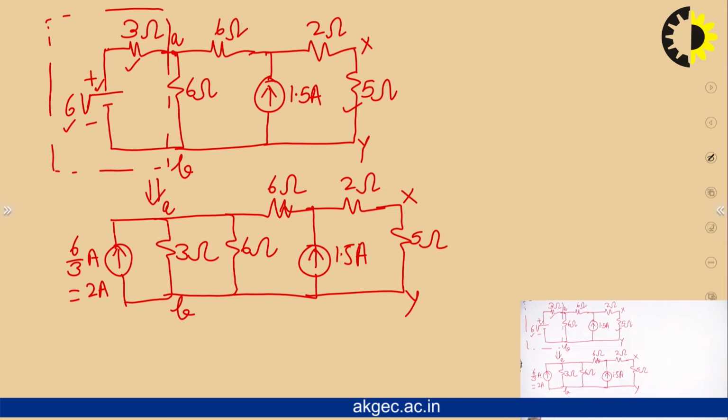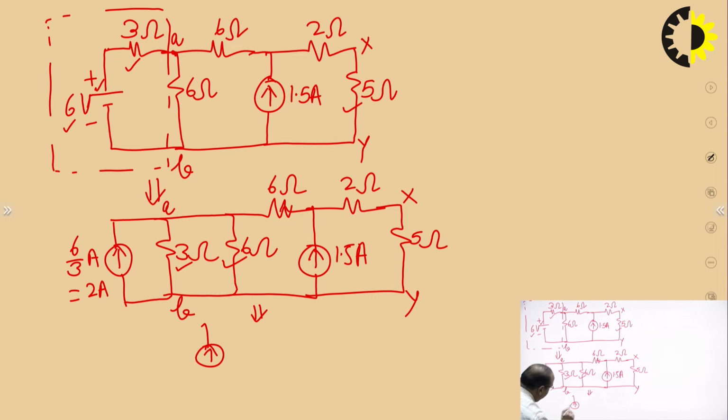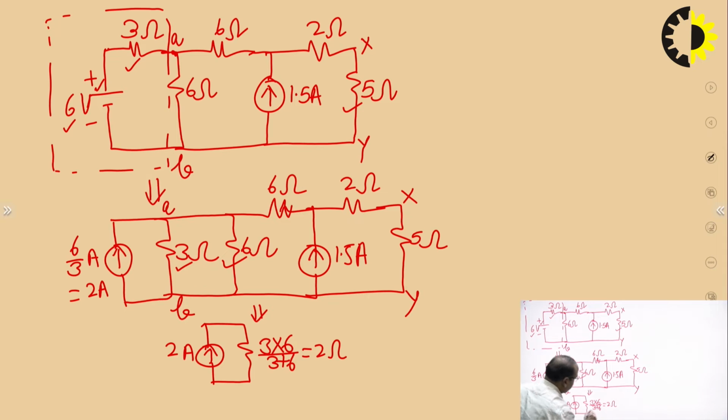Now, if we see the circuit carefully, this 3 ohm resistance and 6 ohm resistance, they are in parallel across the terminals A and B. So, we can find single equivalent resistance of these two resistances of 3 ohm and 6 ohm. So, if we do so, it will be 3 into 6 upon 3 plus 6. This is the parallel equivalent of 3 ohm and 6 ohm. So, this becomes 2 ohm. 3 6 18 upon 9, that becomes 2 ohm across the terminals A and B.